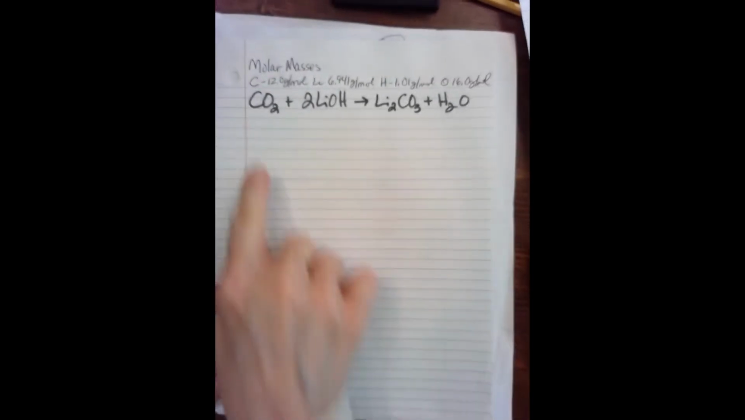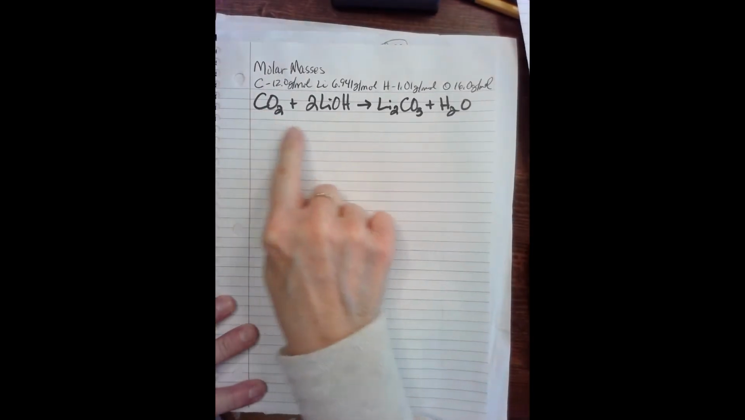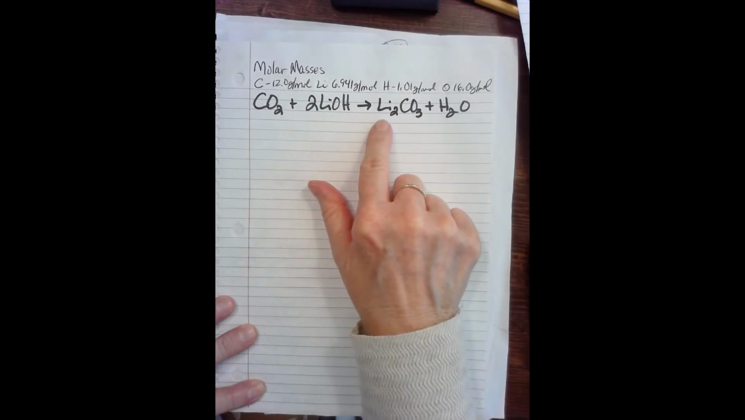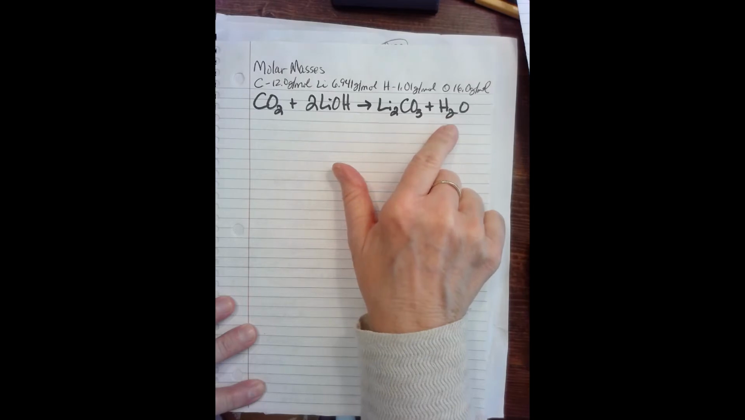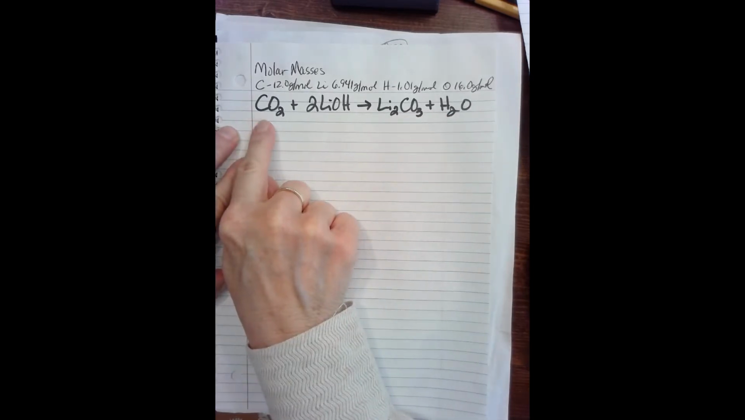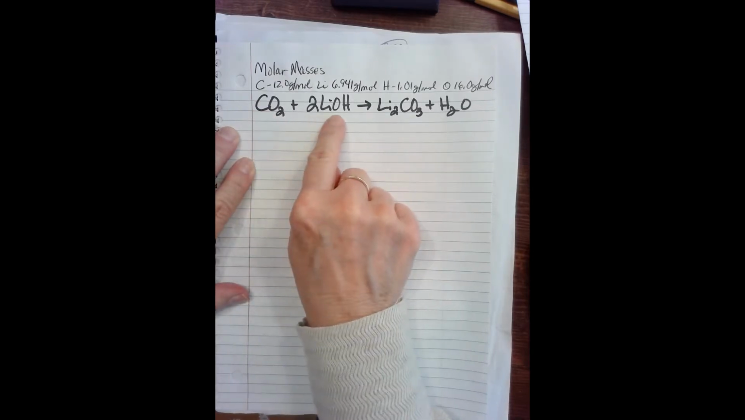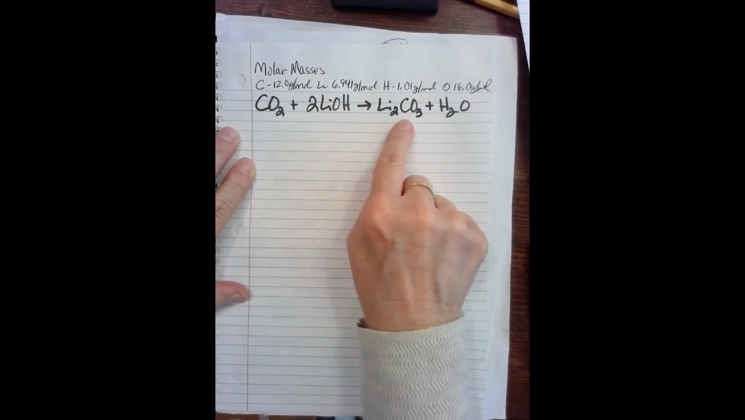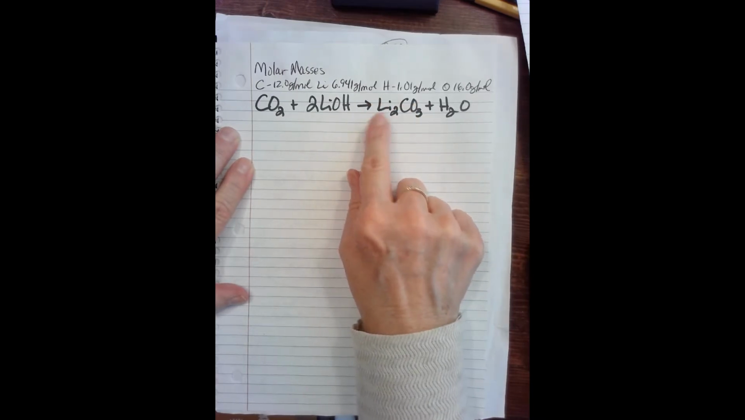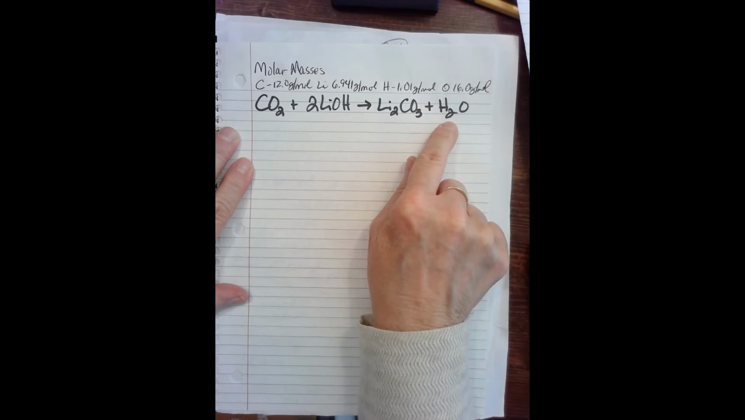All right, so the reaction we have here is carbon dioxide reacting with lithium hydroxide to produce lithium carbonate and water. So let's just look at this. If I had asked you what particle this is, a molecule. Lithium hydroxide is, say it, a formula unit because lithium is a metal. Lithium carbonate would also be a formula unit because lithium is a metal. And of course, water is a molecule.